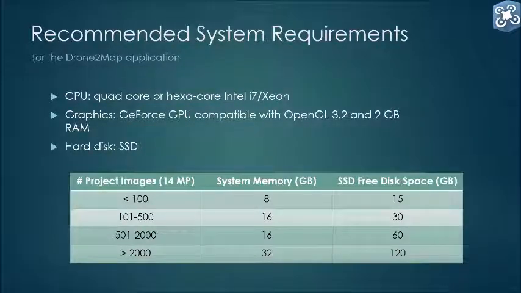In terms of your CPU, quad-core or hexa-core is recommended. For your graphics processor, GeForce GPU compatible with OpenGL 3.2 and 2 GB of RAM. Your hard disk, SSD. And what you see in the table below is an example, or a guide rather, of the number of images you may have in a project and then the related system requirements that would be able to handle that set of imagery in such a number. So that gives you a good guide in relation to what you may need based on the number of imagery you're capturing for a project.